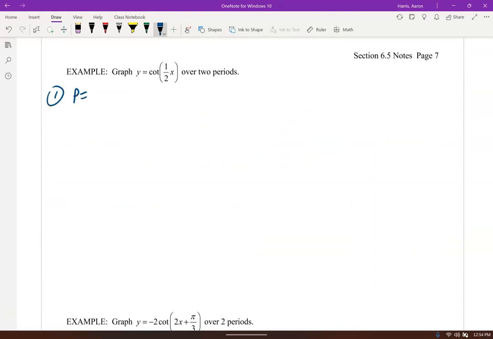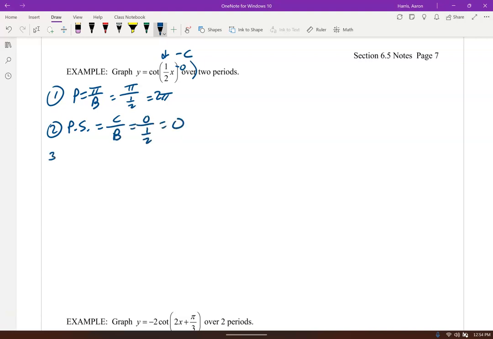So we get the period here is pi over b. Notice our b here is a half. So pi over a half, or 2 pi, is our period. For our phase shift, this is minus c, right? So it's like minus 0 inside that parentheses. C over b, so we got 0 over the half, so we got 0. The half point is the period, in this case 2 pi, but I cut the period in half. So the half point is pi.